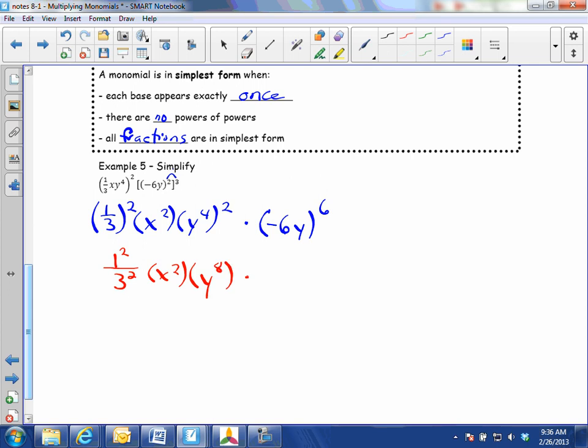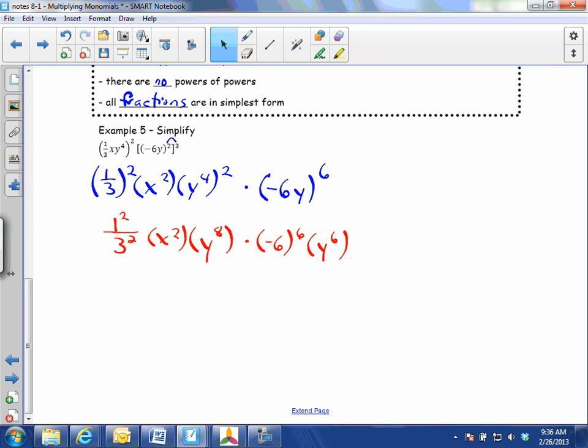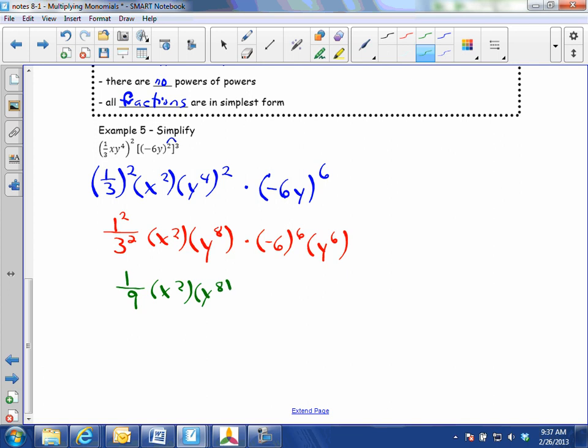What about this guy? Negative 6 squared and a y squared. Not squared, but to the 6, right? So we're just doing that 6. Then I would simplify this fraction. So 1 squared is 1, 3 squared is 9. This stays with x squared, I can't get any more with it. This stays with y squared, I can't get anything more with it.